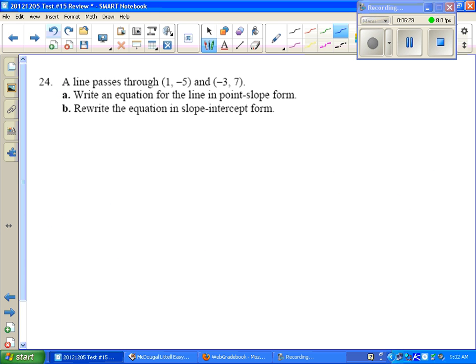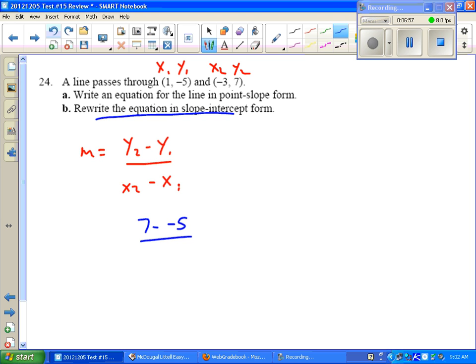Okay, this one right here says a line passes through these points, write it in point slope form, and then rewrite it in slope intercept form. And we're actually going to make a change on the next one because it says standard form. We hadn't quite got there yet. So the first thing you need to do is find your slope. Remember, your slope is the change of y over your change of x. That's your slope formula. So if we have x sub 1, y sub 1, and x sub 2, y sub 2, we're just going to plug those values in. 7 minus a negative 5 over negative 3 minus 1. 7 minus a negative 5 means plus 5, which is 12. Negative 3 minus 1 is negative 4. So your slope value, 12 divided by negative 4, is negative 3.